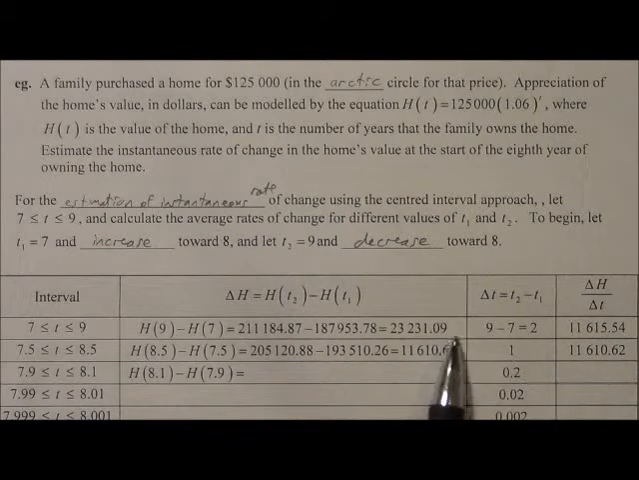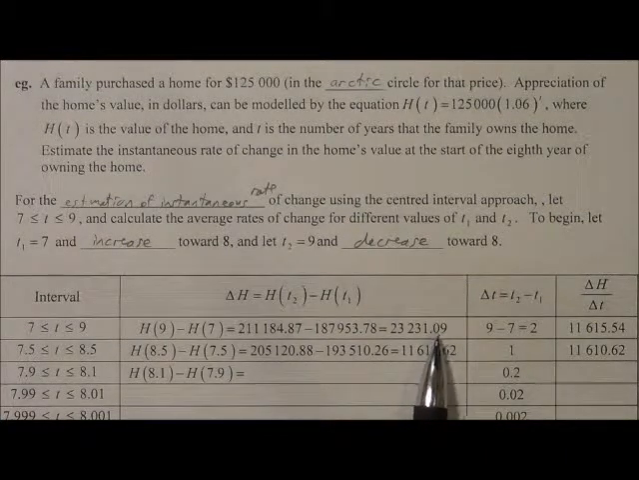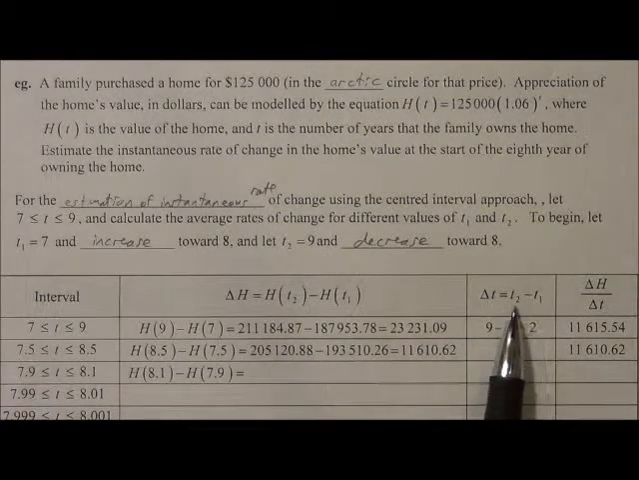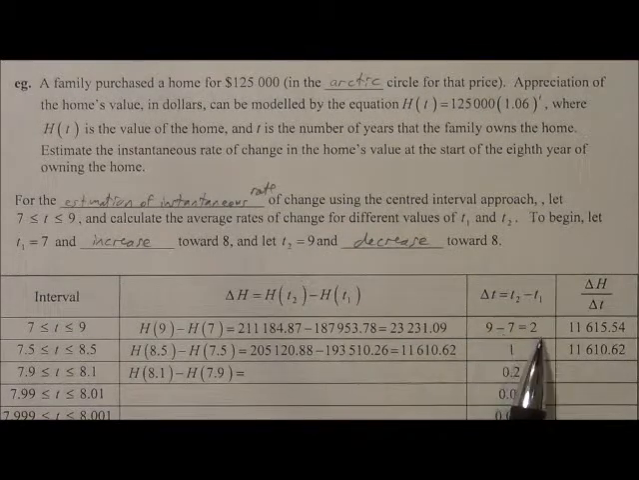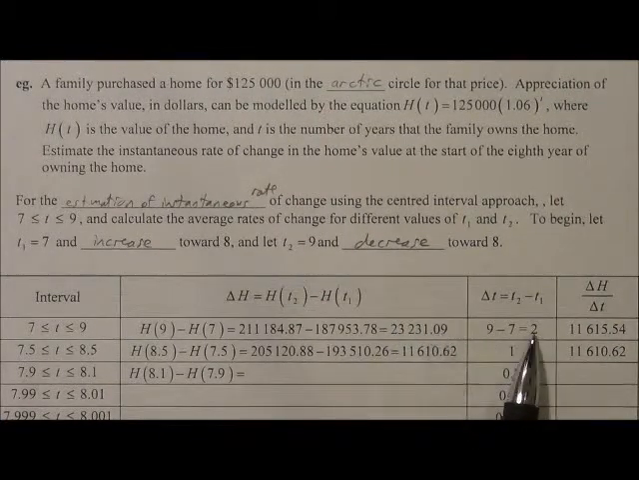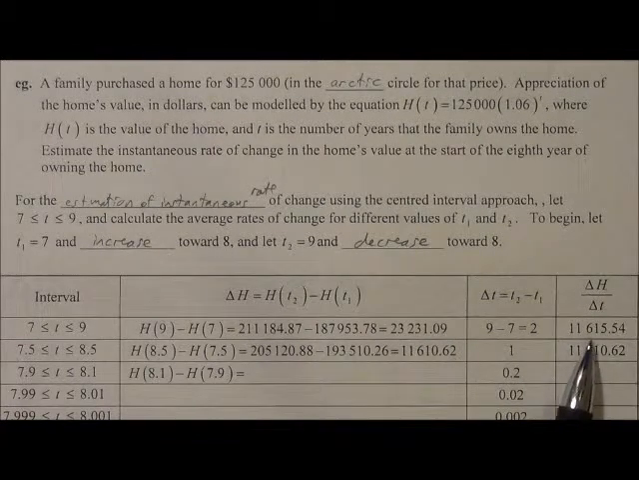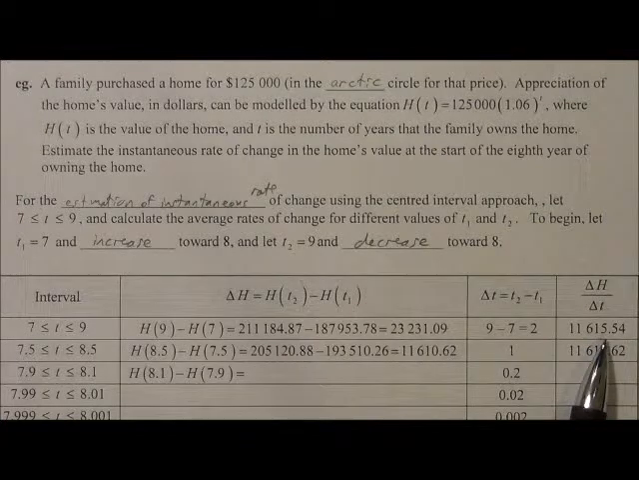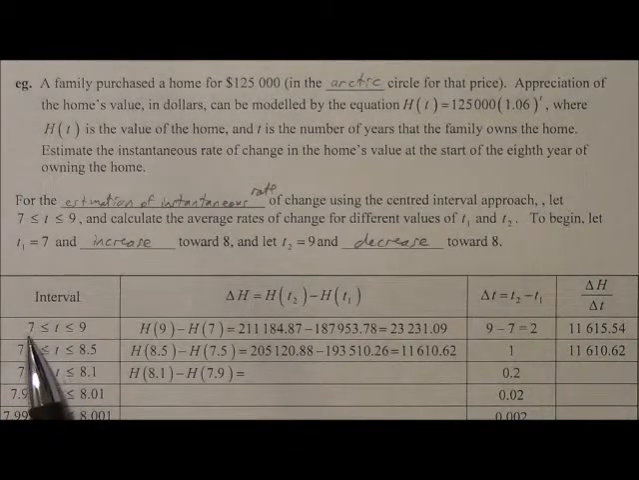To get 23,231.09. Because we're using money values, we're only going to 2 decimal places. When it's not in terms of monetary or financial scenarios, then I'd like you to round to 7 decimal places so we can get the greatest accuracy possible. And then of course here we'll do the delta t, which is t2 minus t1 in this case, which is 9 minus 7, gives us 2. Then we'll take this value of 23,231.09 and divide by 2 for delta h over delta t to give $11,615.54. That is the average rate of change, the average appreciation of value of the home between 7 years and 9 years.